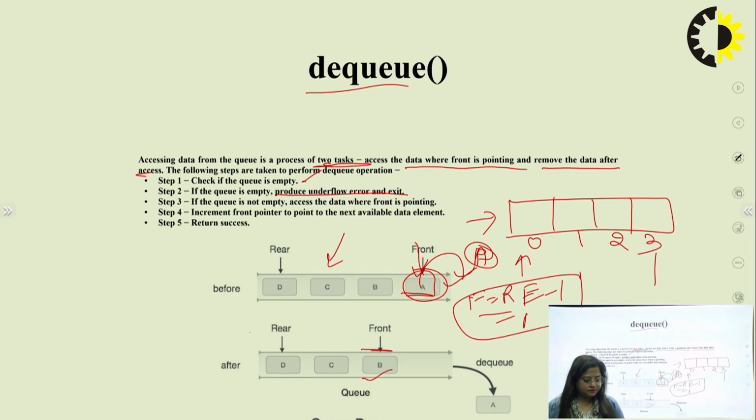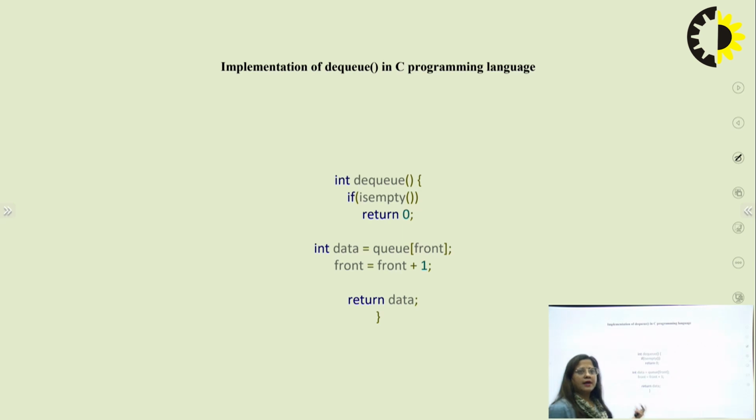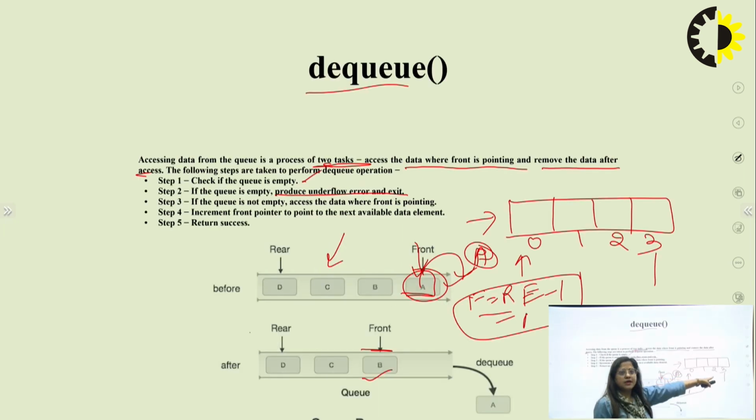So got it? Now again the implementation of the DQ operation in the C programming language. It is the same as this. Again DQ is the operation and we check if it is empty. Empty is what condition? What will the condition be according to this case?